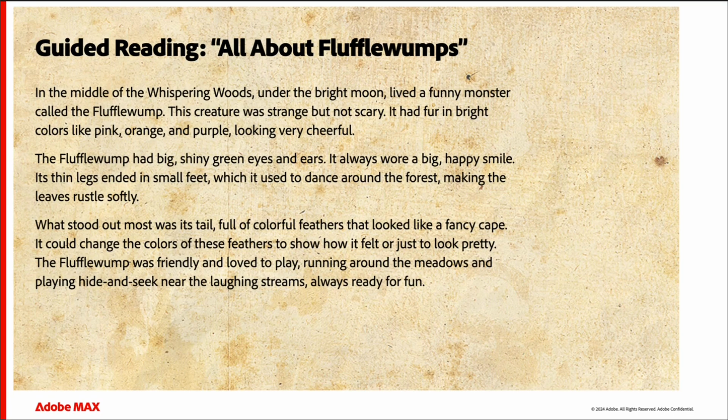In the middle of the whispering woods, under the bright moon, lived a funny monster called the Flufflewump. This creature was strange but not scary. It had fur in bright colors like pink, orange, and purple, looking very cheerful. The Flufflewump had big, shiny green eyes and ears. It always wore a big, happy smile. Its thin legs ended in small feet, which it used to dance around the forest, making the leaves rustle softly.